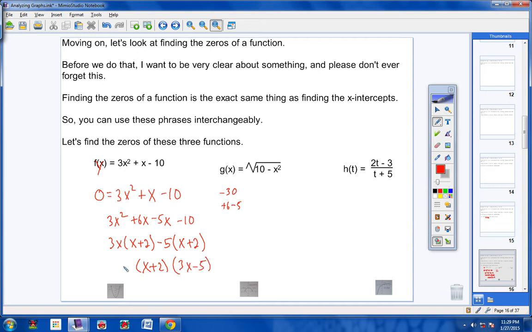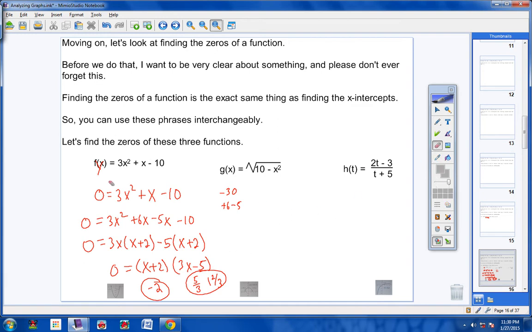Now all of this, remember, equals what? 0. Now, if you take this group, set it equal to 0 and solve, you'll get negative 2. If you take this group, set it equal to 0 and solve, you'll get 5/3, or the same thing as 1 2/3. So there are the zeros. There are 2 of them, negative 2 and 5/3. So that's how you find the zeros of a function. You put 0 in for y and you solve. Not too difficult.